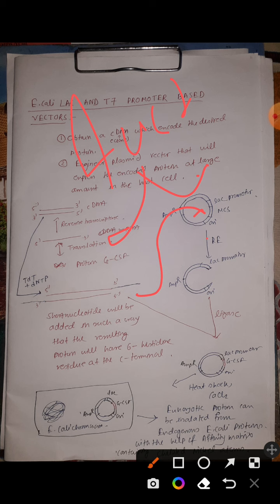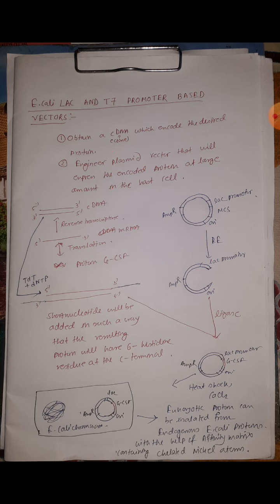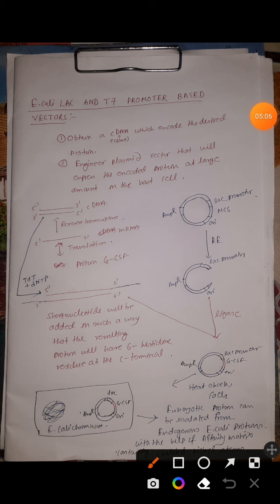So now we have prepared our plasmid vector well. Now we will treat it with restriction endonuclease so that we generate an opening in the plasmid for our cDNA insertion. Before the insertion we have to modify our cDNA. Why we are modifying it, I will discuss within a minute. The modification is that we will add a short stretch of nucleotides. We will add the short nucleotide stretch in such a way that after translation the protein will have 6 histidine residues at its C terminal end.